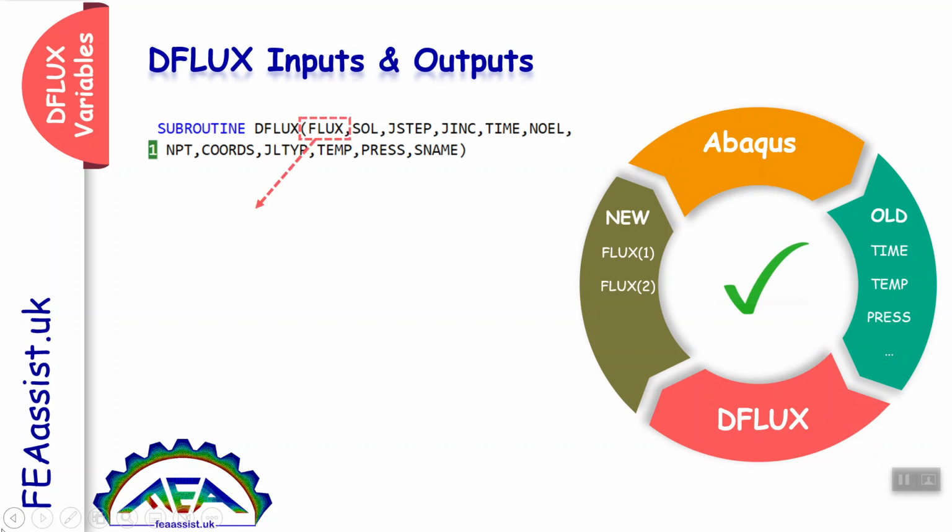For example, what is flux 1? Flux 1 is actually the derivative of temperature with respect to x, and flux 2 is the derivative of flux with respect to temperature. It is written based on your formulation.